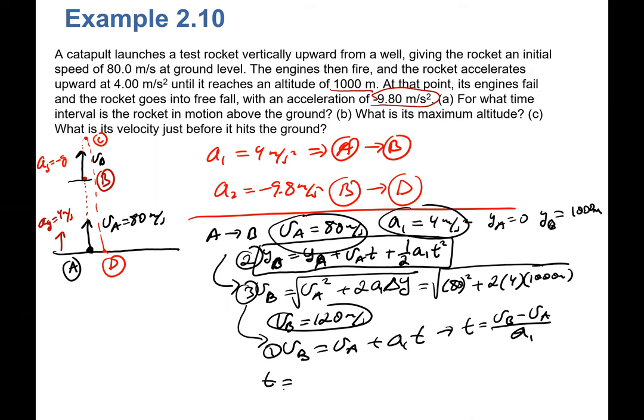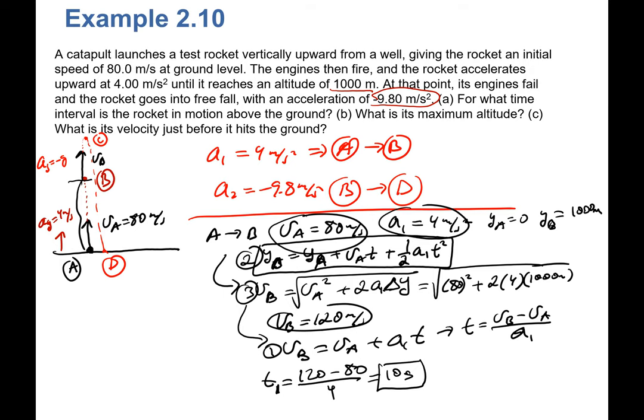Then T is equal to, and I'm going to call this T1. Remember, this is just T for this segment. So 120 minus 80 over 4, which is the change in velocity divided by acceleration. And I'm going to get 10 seconds, because 120 minus 80 is 40, and 40 over 4 is 10 seconds. That means I get the time from A to B.